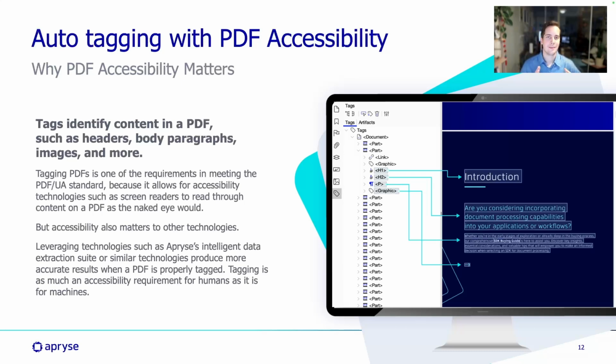Now, I said that it makes it more understandable and digestible to machines. And this isn't just assistive technologies. In fact, if you're trying to extract data from your PDFs, there's no better service for you than an auto-tagger, because it's going to add all the structure that you're going to then use when you extract data from them. So if you're using Apryse's intelligent data extraction module, you'll be able to gather more accurate insights from the data within your PDFs to make better data-driven business decisions.